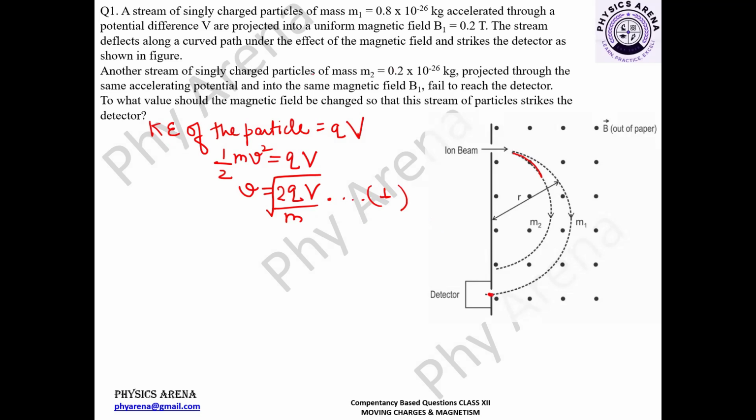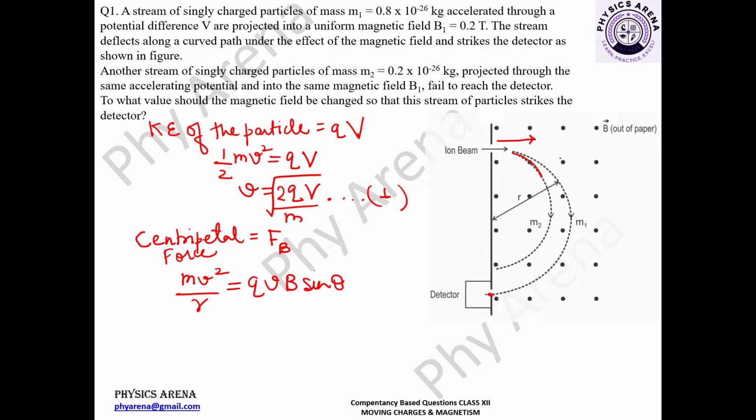Now, there must be some relation of the radius with the magnetic field. Whenever a charged particle moves in a circular path, it has some centripetal force, and this centripetal force is given by the magnetic Lorentz force, that is the force on the charged particle when it moves through a magnetic field. So I can write the centripetal force mv square by r equal to qvB sine theta, the magnetic Lorentz force. This theta is equal to 90 degrees, since the charged particles are moving in this direction and the magnetic field is coming out of the plane of the paper. The velocity is in the direction i cap, and the magnetic field is in the direction k cap, coming out of the plane of the paper. The angle between them is 90 degrees, sine 90 is 1. So we can write mv square by r is equal to qvB.